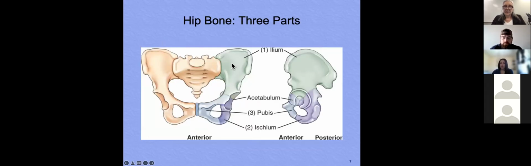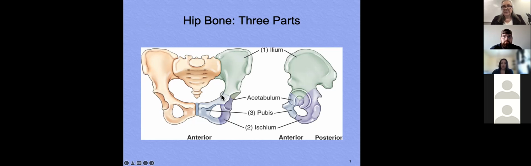Okay, so these are the three parts to the hip bone. We have the ilium, which you see in green. You have the pubis, which you see in blue. And then you have the ischium, which you see in purple. Now, this right here, and I didn't mention it to the last class, is called the ischial spine.